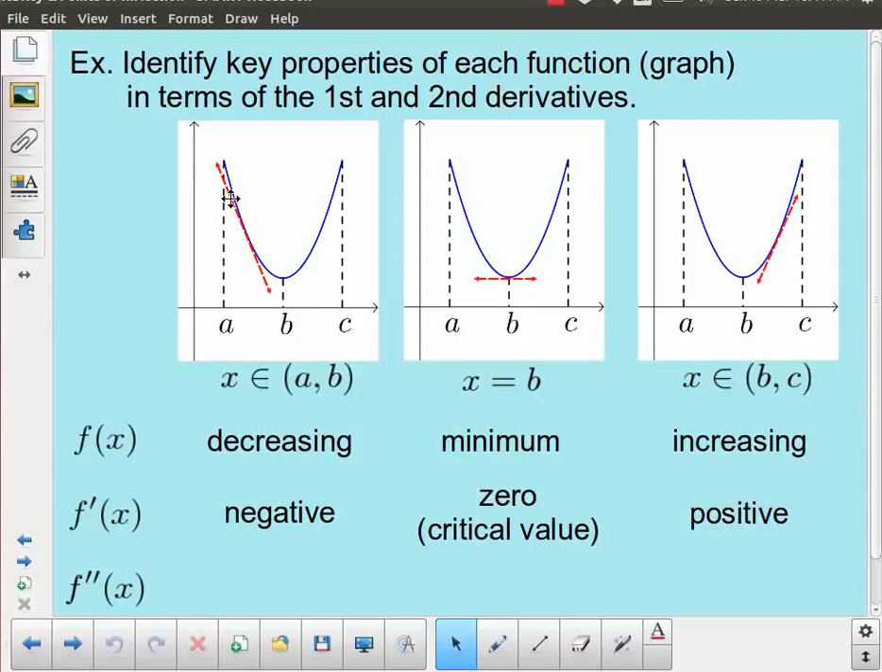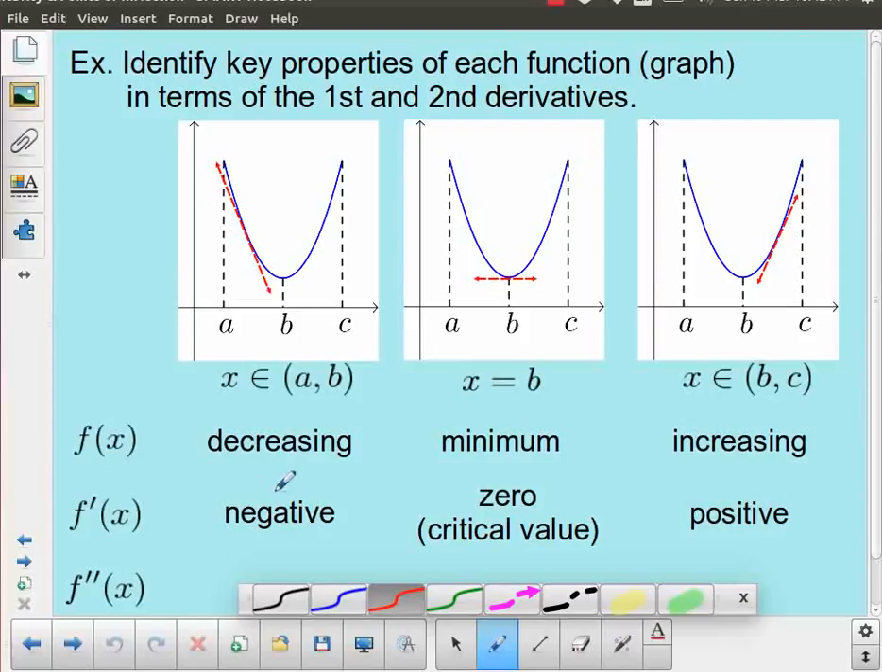Now, what is the slope doing on this first interval from A to B? Here you can see the slope is a negative number. At B itself, which is where we had our minimum, the slope is equal to 0. And a 0 slope indicates a critical value. And then as we pass B and we're on the interval from B to C, we have a positive number. So the slope went from a negative to 0 to a positive.